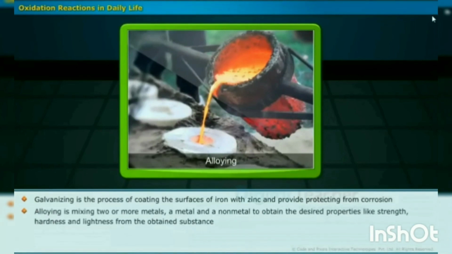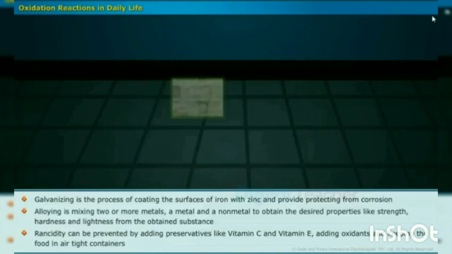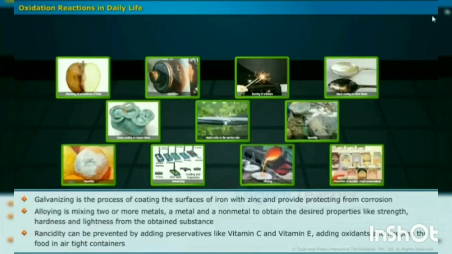Alloying is mixing two or more metals, or a metal and a non-metal, to obtain the desired properties like strength, hardness, lightness, etc. to prevent corrosion of the metals. Rancidity can be prevented by adding preservatives like vitamin C, vitamin E, adding antioxidants and keeping food in airtight containers or nitrogen atmosphere. So with that, we conclude our chapter.